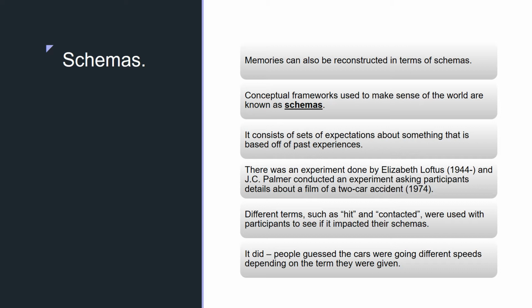So if a person was told, oh, the other car hit the car in front of them, they might have said they were going probably about 40 miles an hour. Whereas if they were told the car smashed into the other car, the person may say, oh, they must have been going a lot faster than 40 miles an hour, because we associate smashed with a higher, more devastating speed.